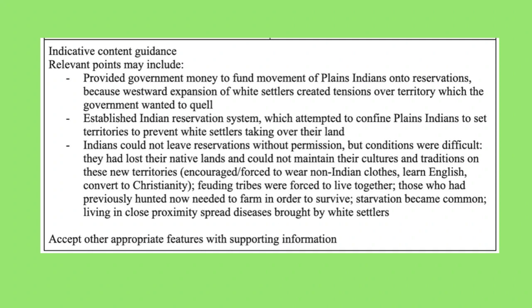So you can then say this was because the westward expansion of white settlers created tensions over territory, which the government wanted to quell. So you can there see that we've developed our consequence in a bit more detail, explained why it was important, what it meant, and just shown that we've got some really good understanding of the topic to be able to develop our point.